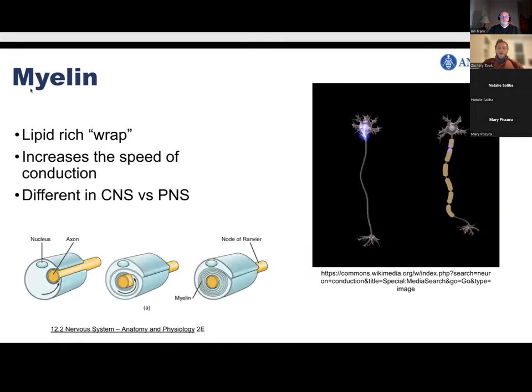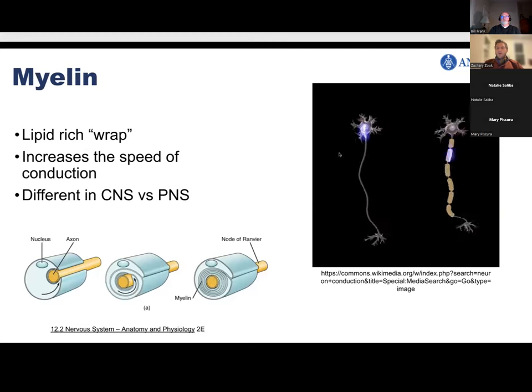So myelin is the next thing that we're going to talk about. And some of you might know what myelin is already, but essentially it's a lipid-rich wrap that wraps around the cell axon, right? So here you can see multiple different myelin sheaths, and it increases the speed of conduction, right? So when we don't have myelin, the way a cell works is it needs to depolarize or conduct an electrical signal down its length.